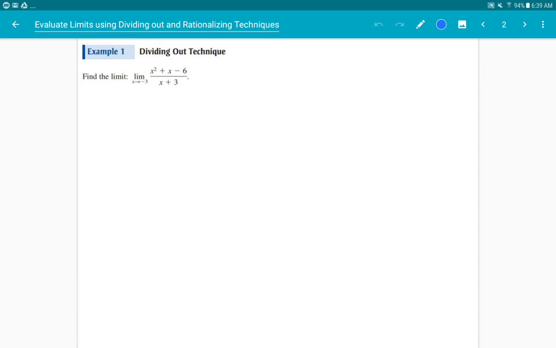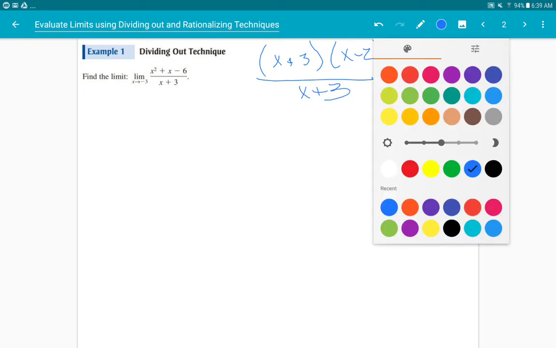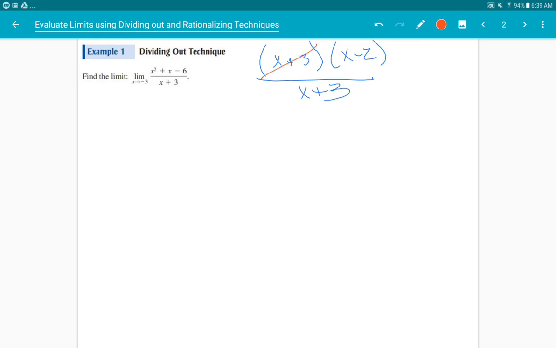Okay, all right, so here I have this function. What I can do with the function is factor the numerator. So I'm going to get x plus 3, x minus 2 over x plus 3. Okay? All right, so what's going to happen here is that they have a common factor of x plus 3. So that's going to simplify for us. All we're going to have left here is x minus 2. So algebraically, the function simplified to x minus 2.